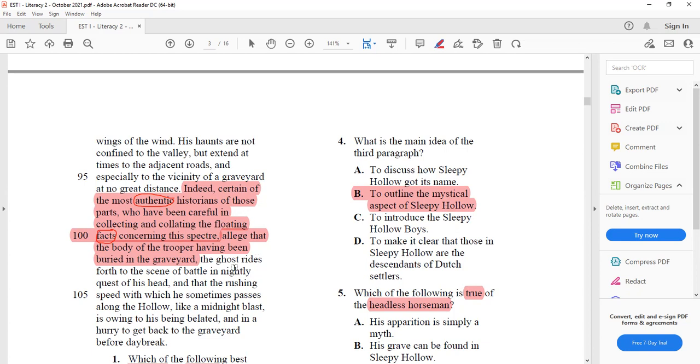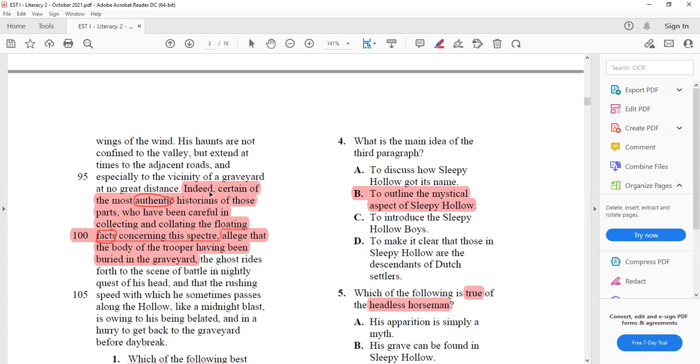Okay, the last evidence, you have to look at it from 102 till 106. 106 till hollow. Mister, it's not complete. And then the last evidence completed till the last. He said the ghost rides forth to the scene of battle in nightly quest of his head, and that the rushing speed with which he sometimes passes along the hollow, like a midnight blast, is owing to his being belated, and in a hurry to get back to the graveyard before daybreak. No, mister, it doesn't say anything that's true or as a fact. Did the only one that is suitable.